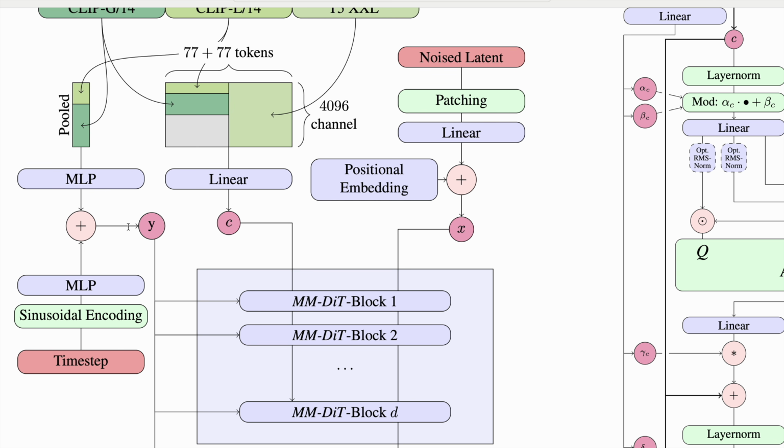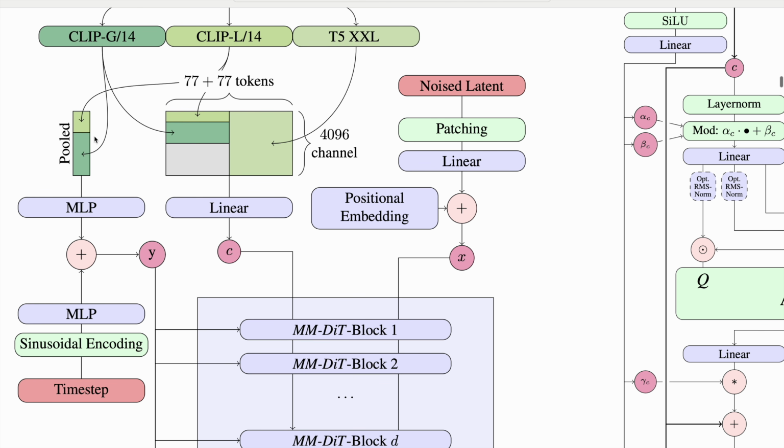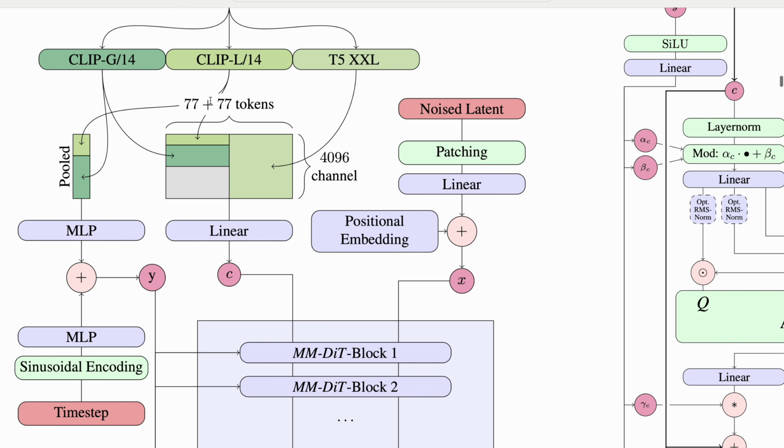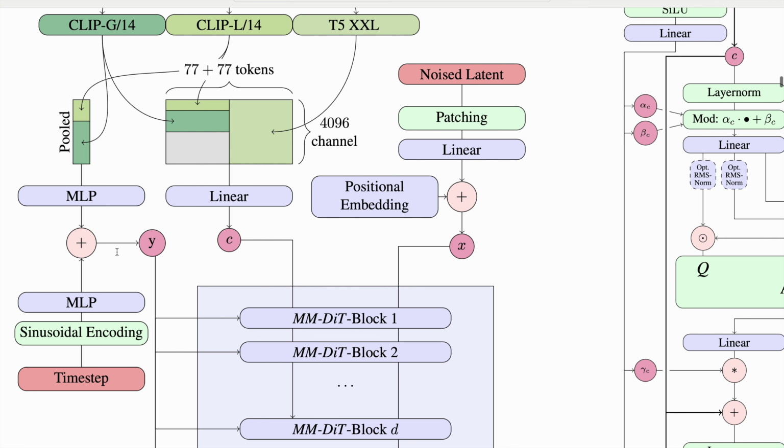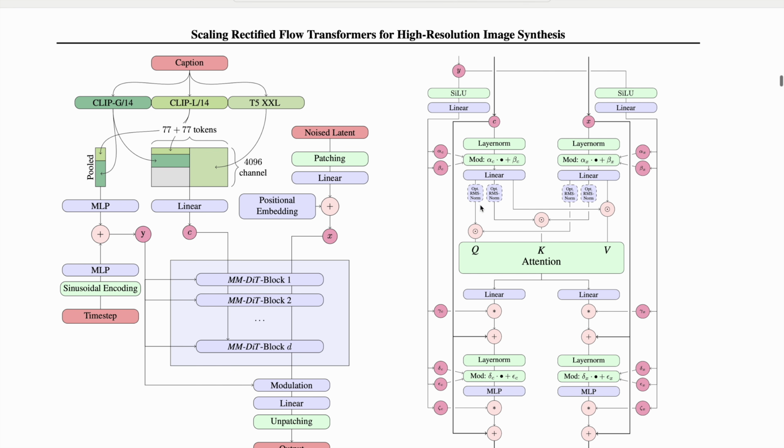And here we have a third component, Y. Y is a combination of the text tokens, not from all the tokenizers, I think just from CLIP G, and then we also have the time step. So Y contains information about the prompt and the time step, C is just information about the text prompt, and X is the signal. Let's have a look at the implementation.